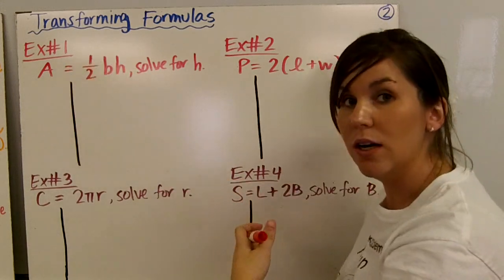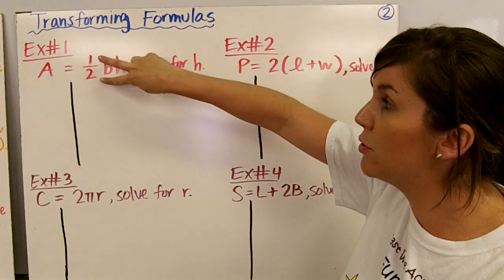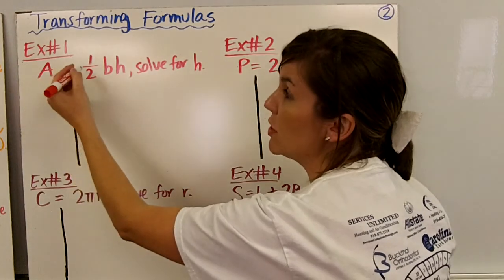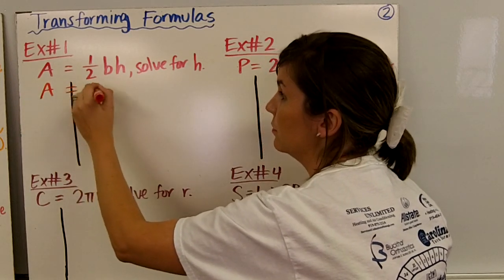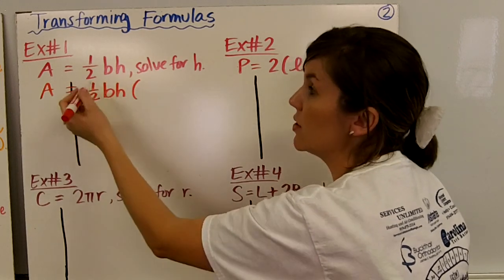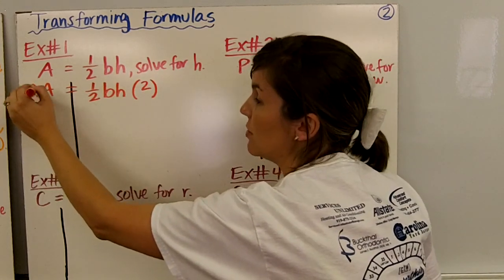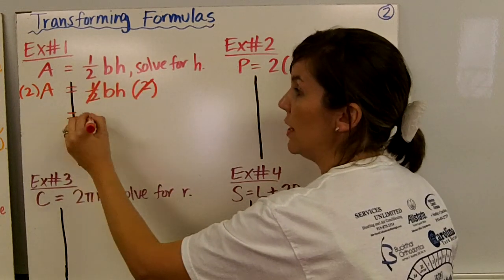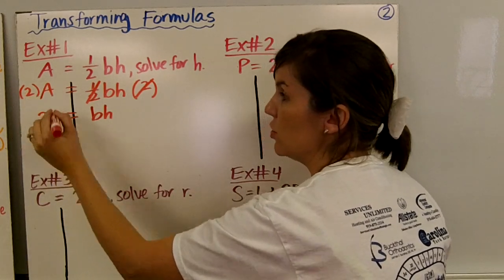The opposite of multiplying by a fraction would be to multiply by its reciprocal, which means we're going to literally flip this over. The reciprocal, sometimes I call the fliprical. So we're going to multiply both sides of this equation by 2, because the reciprocal of 1/2 is 2 over 1. So times 2 on both sides. So 1/2 and 2 will cancel out. On the right side, all we have is B times H, and 2 times A is just 2A.